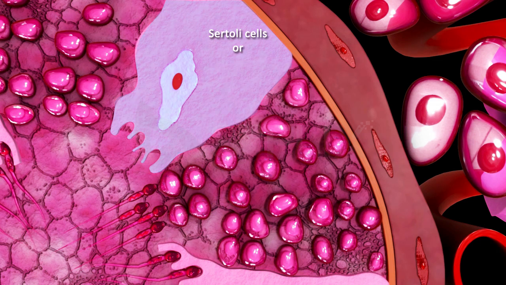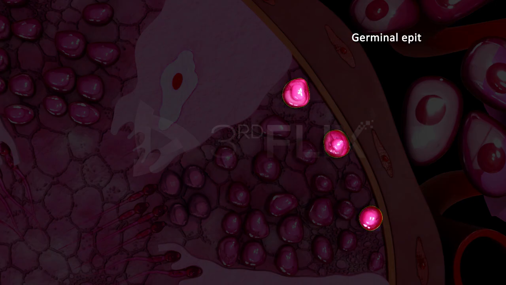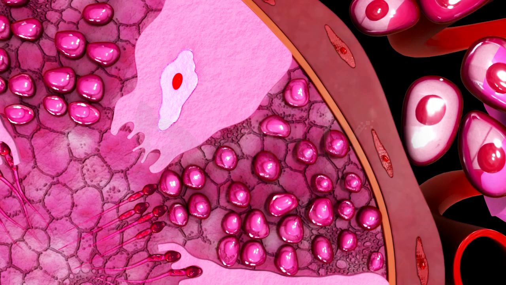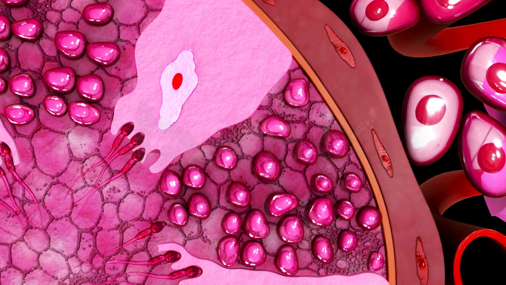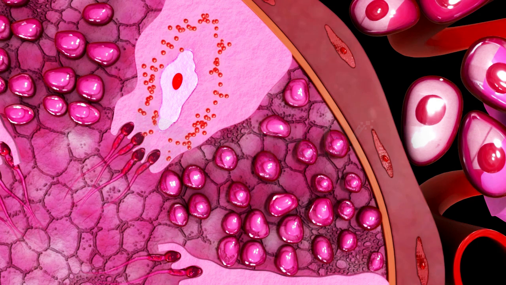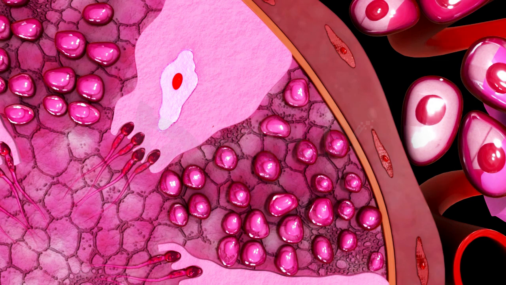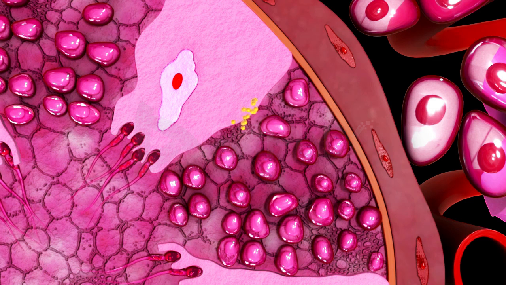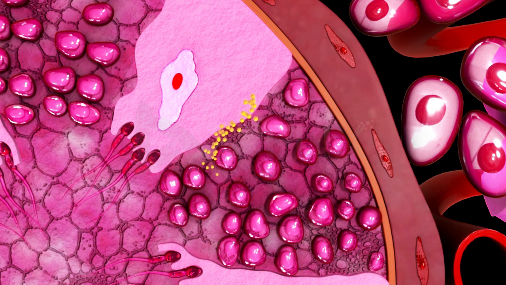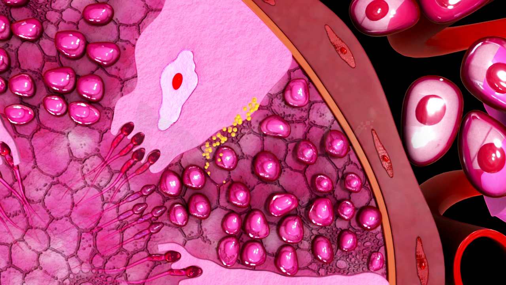Sertoli cells, or sustentacular cells, or nurse cells, are present between the germinal epithelial cells in the seminiferous tubule. The Sertoli cells provide nourishment to the developing sperms. The sperms lie with their heads embedded in the Sertoli cells, drawing nourishment from them. The Sertoli cells produce factors that bring about the process of spermiogenesis, that is, transformation of the spermatids into sperms.